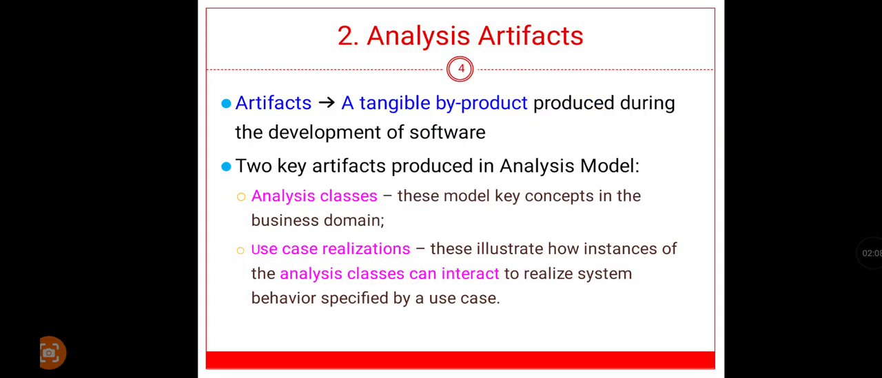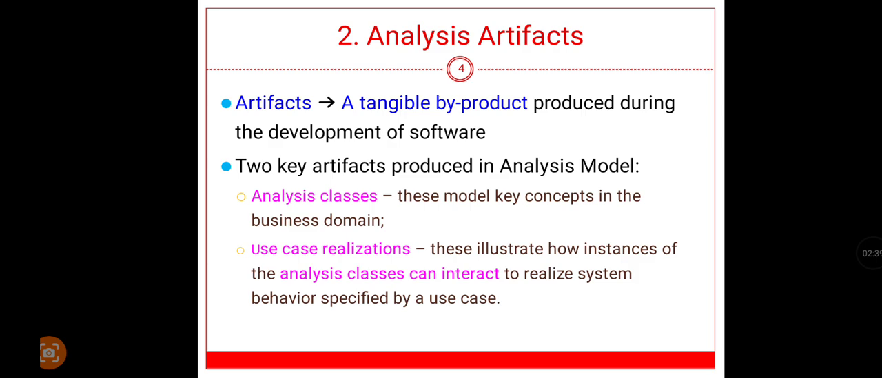So next one is analysis artifacts. So an artifact is simply a document, model, or any work product created during the software development. During the analysis phase, two important artifacts are produced. First one is analysis class and second one is use case realization. Analysis classes represent the important objects or concepts in the business domain. For example, in a student management system, classes such as student, course, faculty, and department are considered as analysis classes because they represent real-world entities.